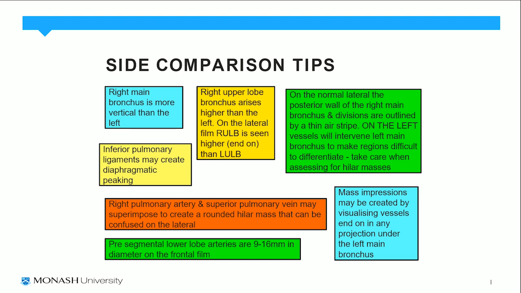The right pulmonary artery and superior pulmonary vein may superimpose to create a rounded hilar mass that can be confused on the lateral. Pre-segmental lower lobe arteries are 9 to 16 millimeters in diameter on the frontal view. On the normal lateral view, the posterior wall of the right main bronchus and divisions are outlined by a thin air stripe. On the left, vessels will intervene the left main bronchus to make the regions difficult to differentiate. Therefore, take care when assessing for hilar masses. And mass impressions may be created by visualizing vessels end-on in any projection under the left main bronchus.